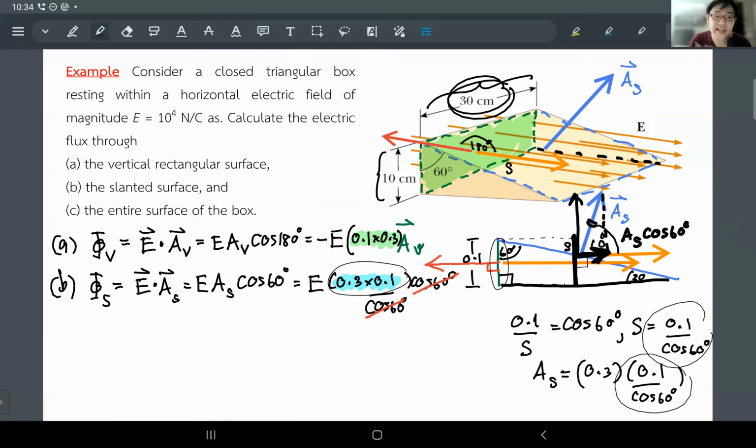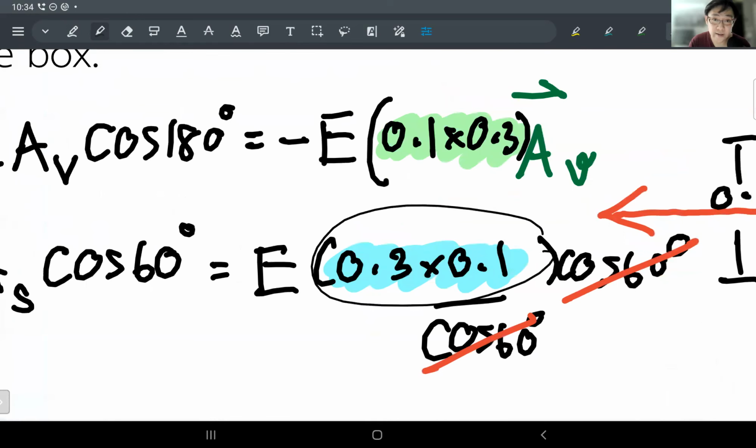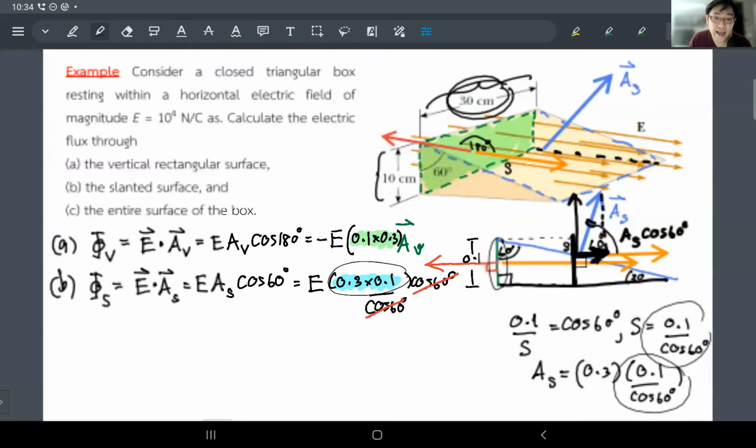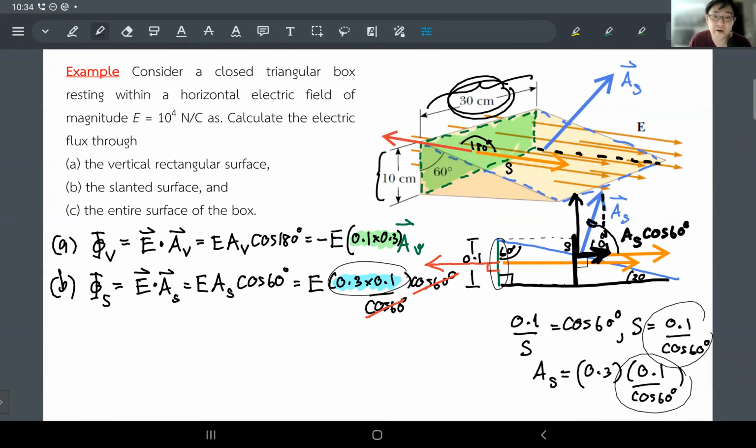That's why you're going to get the exact same amount of flux. The only thing that is different is just the sign, because right now the electric flux is trying to escape from this slanted surface, so you get a positive flux here. And it's going to perfectly cancel with the flux from the vertical surface that you got from part A, because they're sharing the same area. Cool, and that will allow you to answer part C.